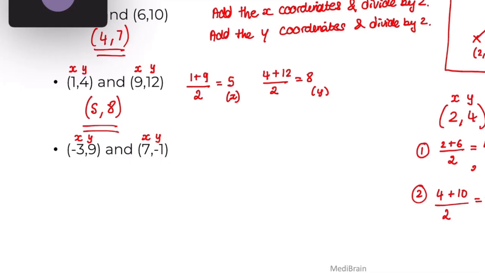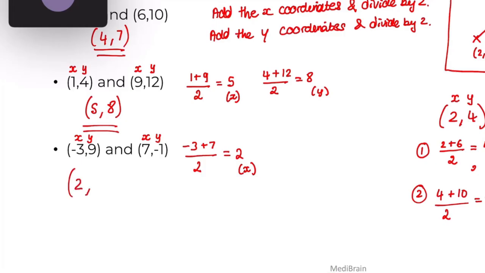Okay, so all you're going to do, let's deal with the x's first. You're going to add together the two x coordinates, and then you're going to divide by 2. So we're going to do -3 add 7 divided by 2. Now -3 add 7 gives you 4. 4 divided by 2 gives you 2. So 2 is the x coordinate. So we're going to write down 2.